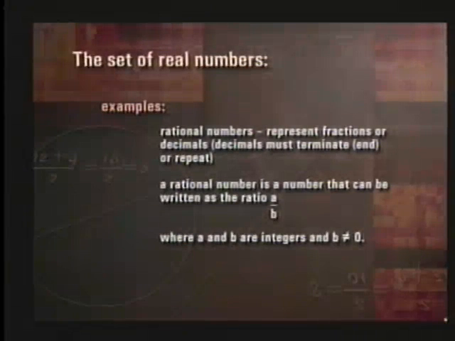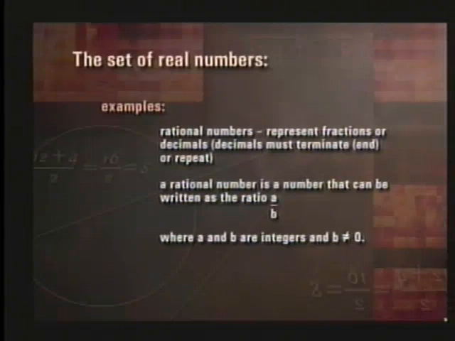We are missing rational numbers. Now, whenever you see the word rational in algebra, I want you to think fractional. Rational numbers represent fractions or decimals. Now, the decimals must terminate, which means end, or repeat. So any decimal that terminates or ends, or a number that can be made into a fraction, okay, that's a ratio of something A over B, where A and B are integers, and of course B can't be 0, we'll talk about that later on, are called rational numbers.